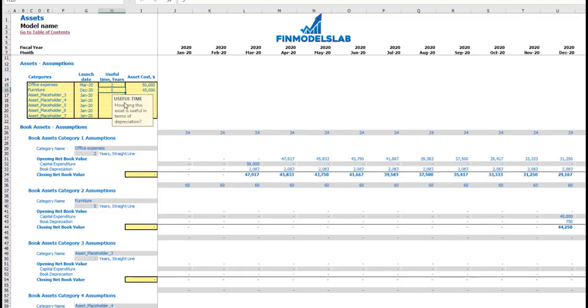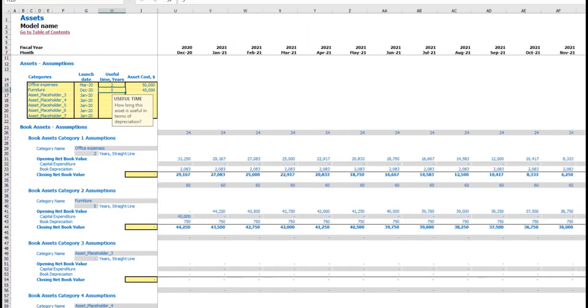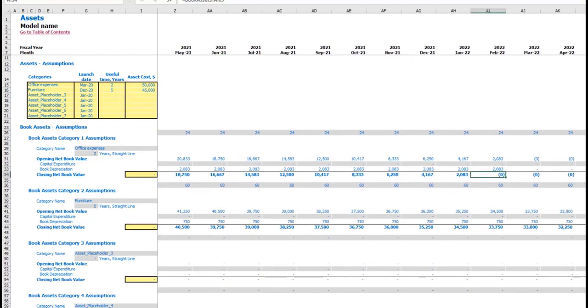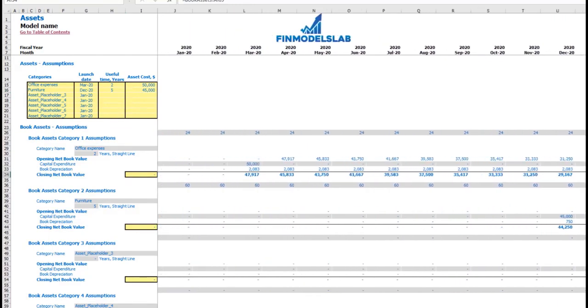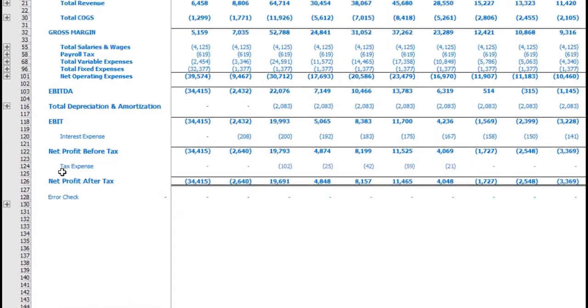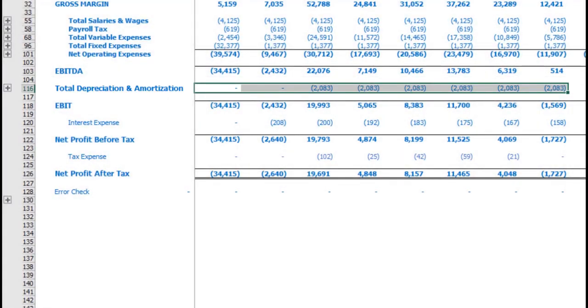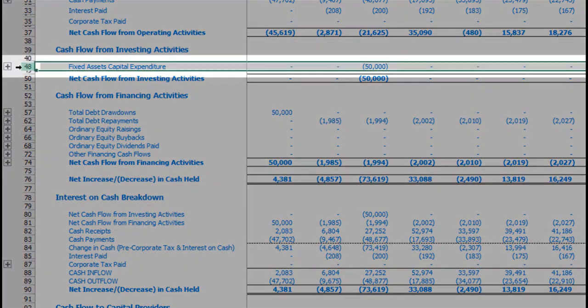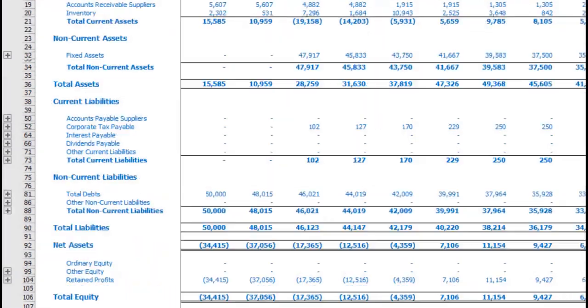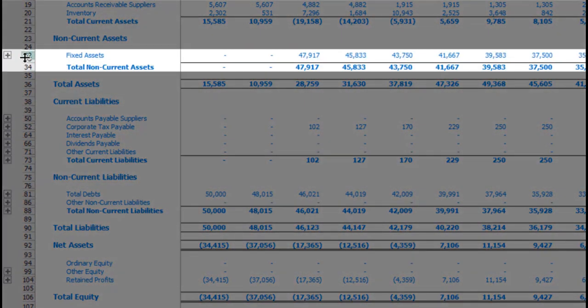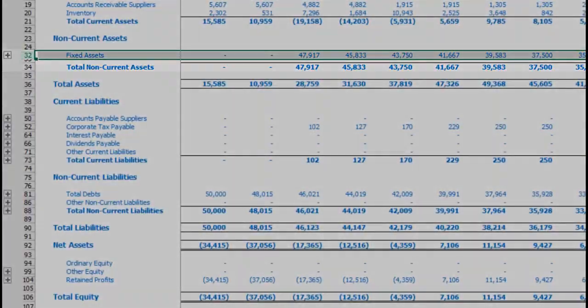If you set 2 years, for example, you will see that it will be amortized fully for February 22, which is 2 years from March 20. And you can see the closing net book value of this asset. Additionally, you can input up to 6 other assets line items. So in income statement you may find the depreciation and amortization amount for each month. In the cash flow you may see the fixed asset capital expenditure, and on the balance sheet you may see the total closed net book value for these assets.